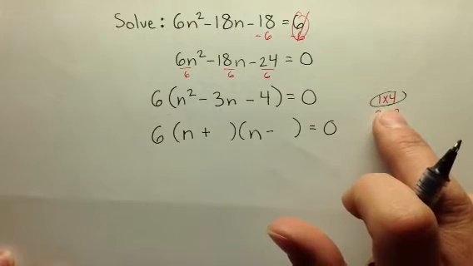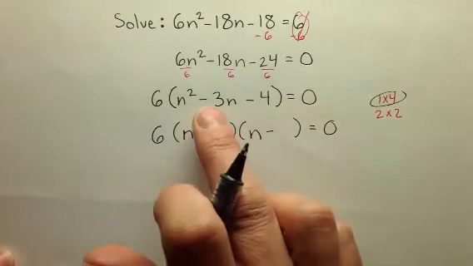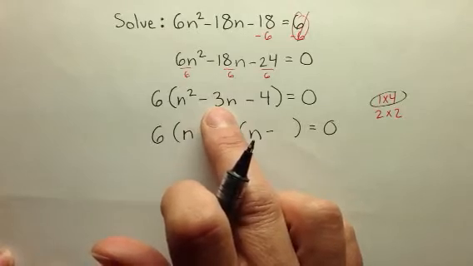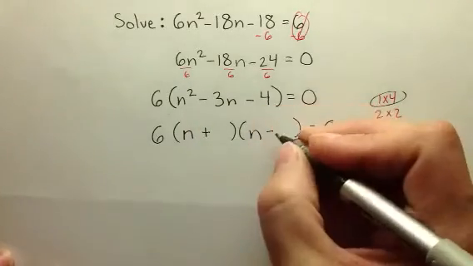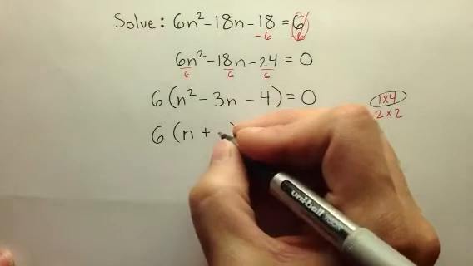The difference between 1 and 4 is 3. My middle term, my sum, is negative, so that means the larger one was negative. So this one's 4 and this one's 1.